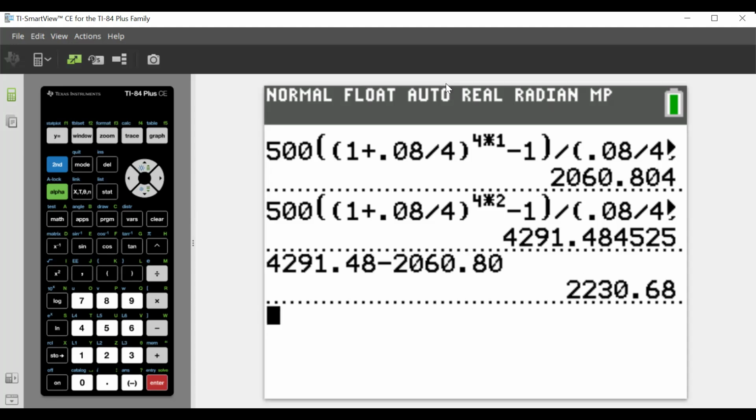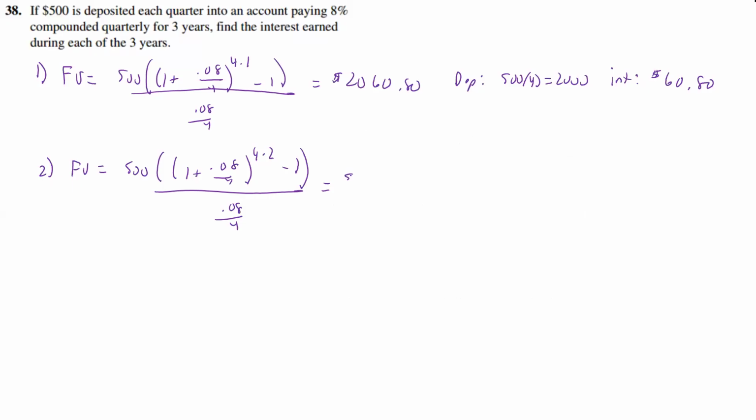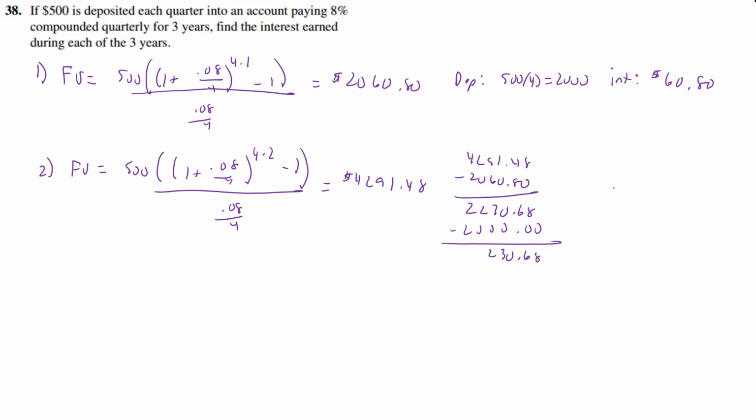So now if I can remember all those numbers, this future value was 4291.48, and then we took the 4291.48 minus the 2060.80, and we got the 2230.68. That's how much was done for the second year, and we subtract off how much we deposited, and we get 230.68. So the interest in this case was 230.68.